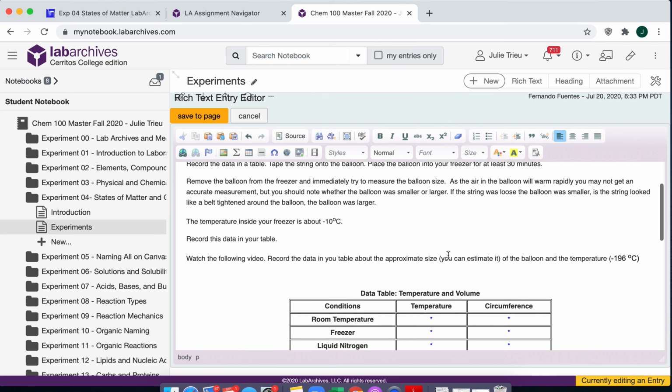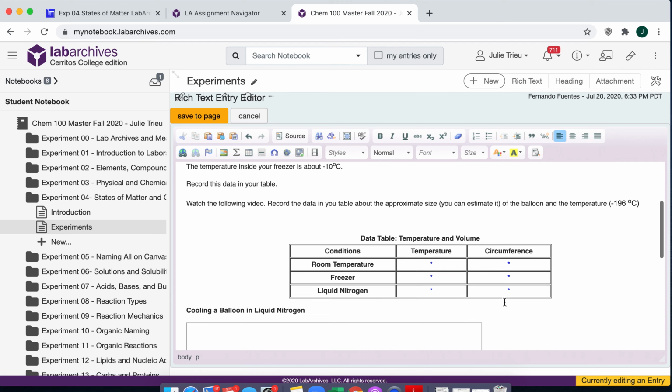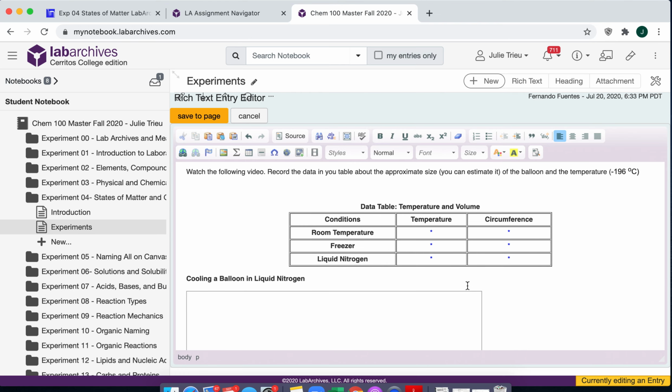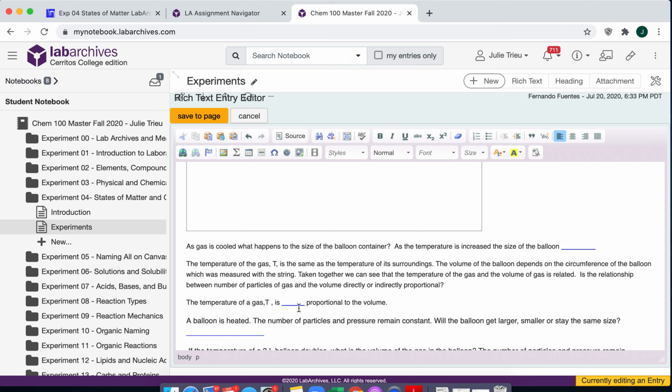circumference. Then you're going to measure 3 conditions: room temperature, freezer, and liquid nitrogen. From top to bottom, temperature should decrease. You're going to compare whether the circumference also decreases from top to bottom. If it does, then the relationship between temperature and volume should be directly proportional. So you're going to complete right here.